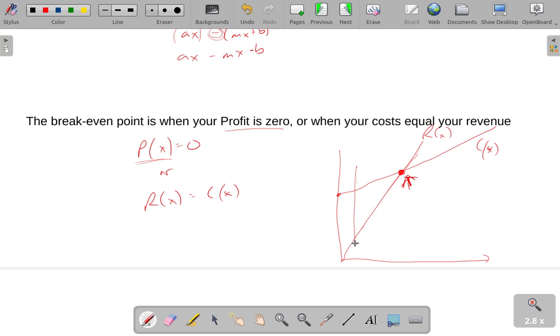Before then, over here, if you're producing and selling this many items, this is your cost, this is your revenue. You're kind of upside down. You're spending more money than you're getting. Over here, your profits are positive because your revenues exceed your costs. Ideally that's where you want to get, but you want to get at least to the break-even point.